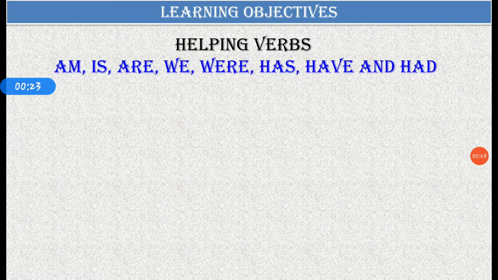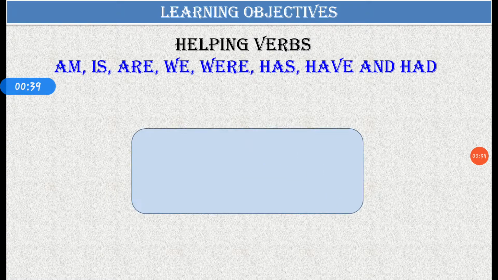Learning objectives. Am, is, are, was, were, has, have and had. These all are the helping verbs. They are divided into two parts. We will learn afterwards.